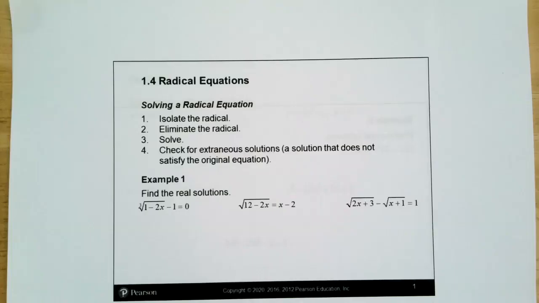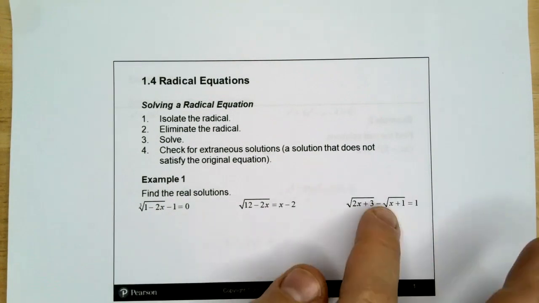This is 1.4. We're talking about radical equations. So we're talking about how to isolate a radical, how to solve a radical by eliminating the radical, how to solve an equation where the exponent is a fraction or where the exponent is higher than x squared. Let's get started. All right, so these are examples of radical equations.